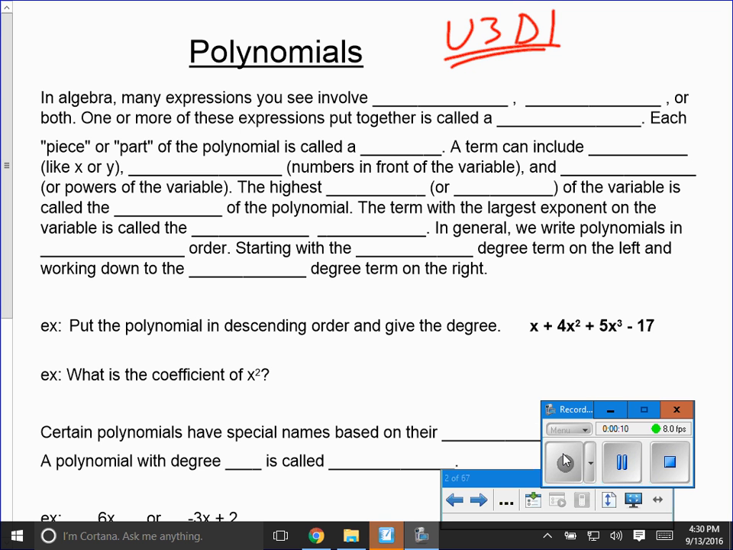So what we're going to talk about today is just some properties about working with algebra, so moving things around algebraically, so working with polynomials. So you see that word a lot. You've probably seen it in your Math 1 class a lot. We'll talk about what that means.